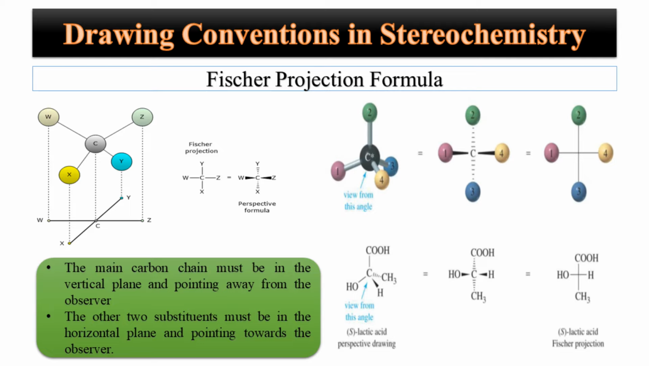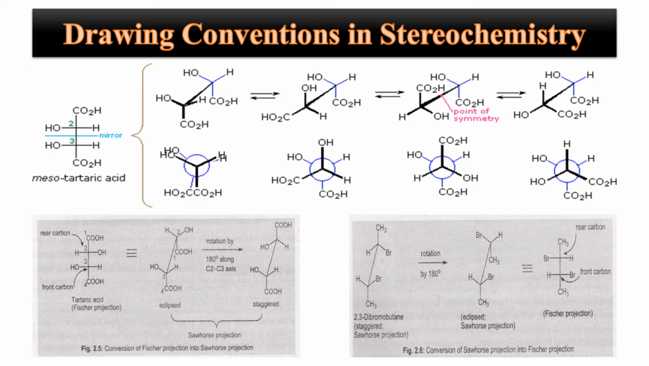Fischer projection formula represents three-dimensional molecules in 2 dimensions, with the main carbon chain in the vertical plane. It simplifies the visualization of complex molecules. Converting between Fischer and sawhorse projections helps in understanding the spatial arrangement of molecules. This is crucial for analyzing stereochemistry.